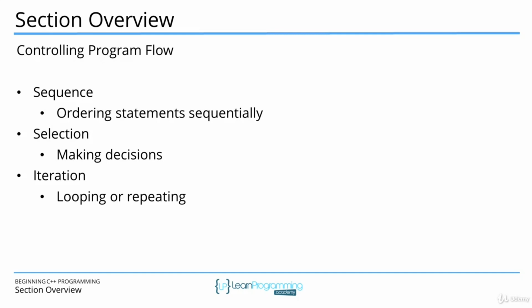Selection control structures allow you to make decisions and execute parts of your program only when certain conditions are true or false. This is so powerful and opens up a world of programming power. After we learn about the selection constructs, we'll learn about the iteration control structures. These are the constructs that let us loop and repeat parts of our program.